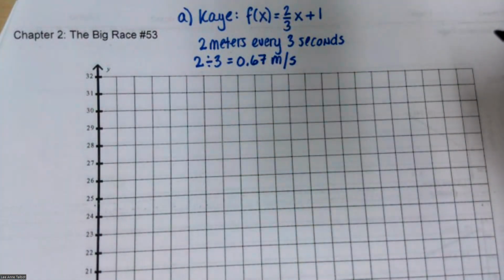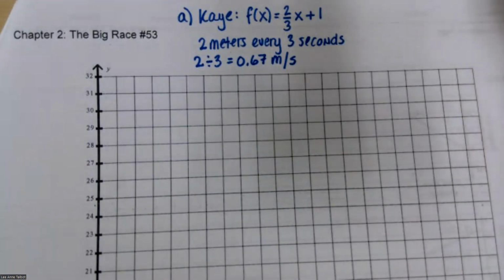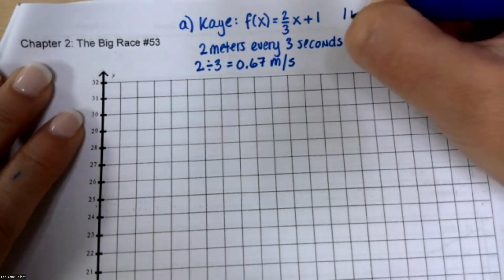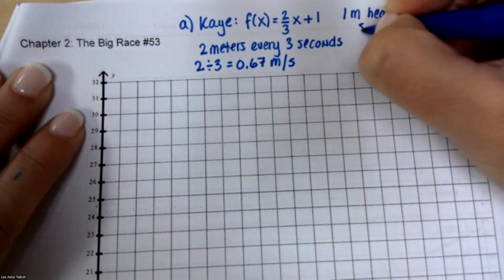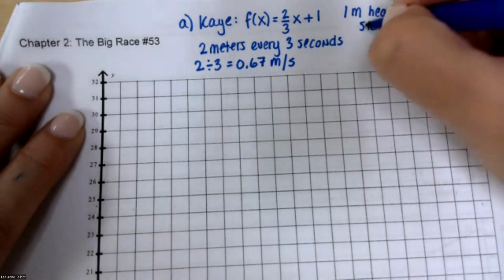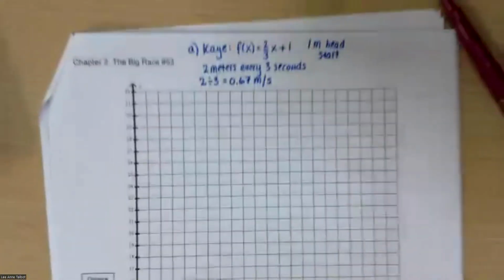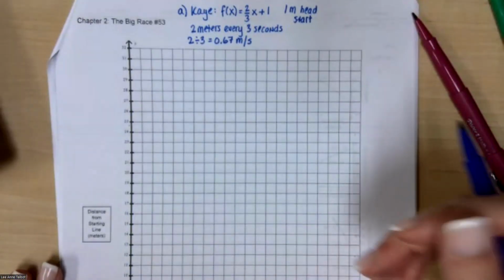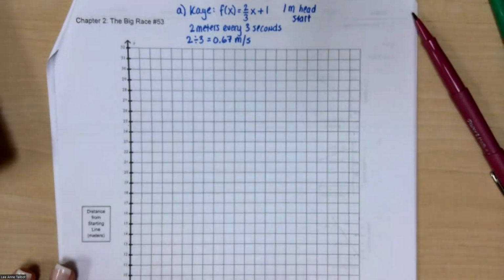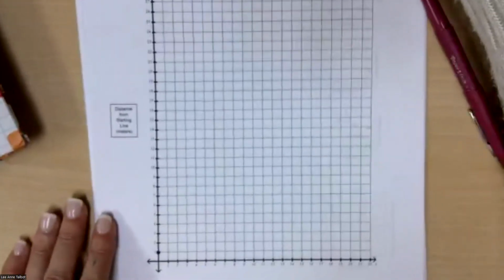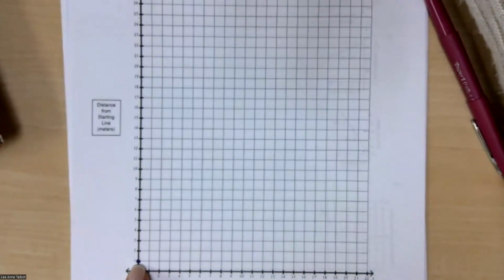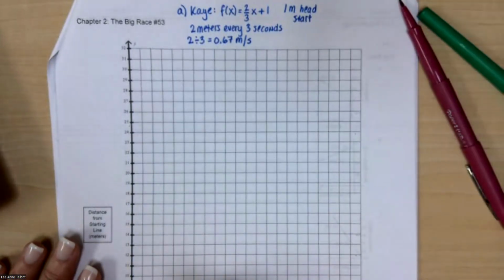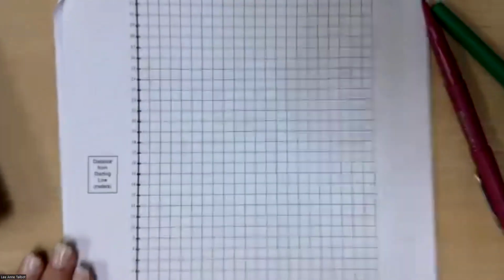Were you going to say it? I'm sorry. Okay, answer this one, Landon. Did she get a head start? Yeah. How many meters? 1 meter. 1 meter head start. Sorry, I answered that one for you. All right, so come down to the bottom, give her a 1 meter head start, which means putting a dot on the 1. And then 2 meters every 3 seconds.